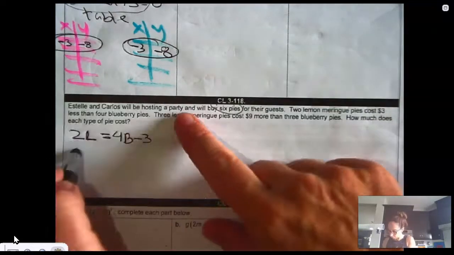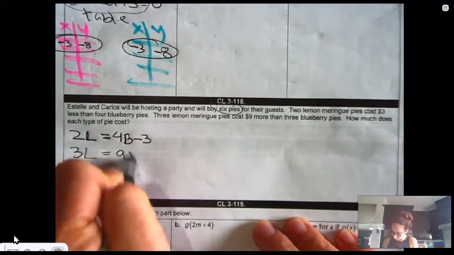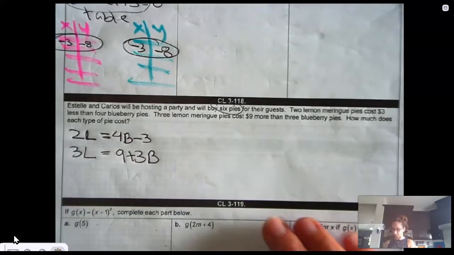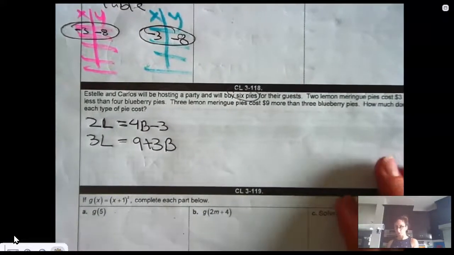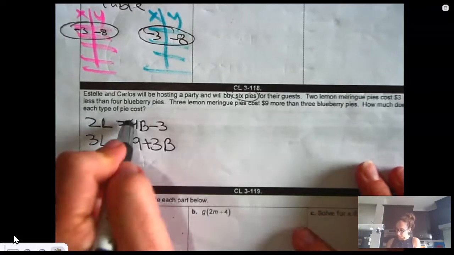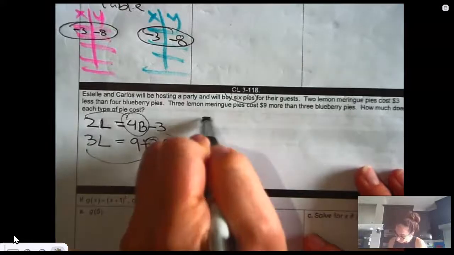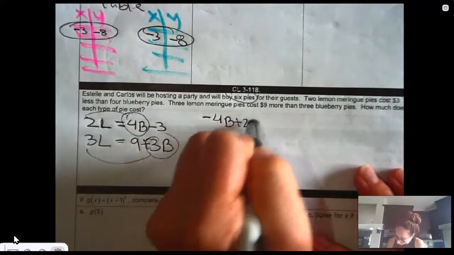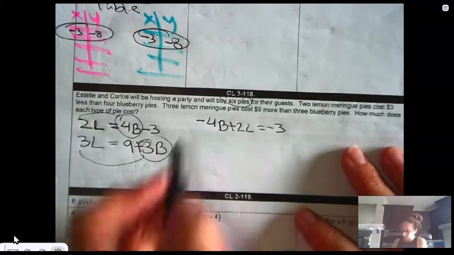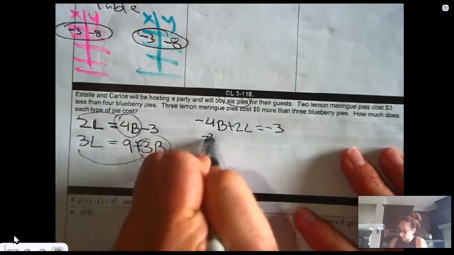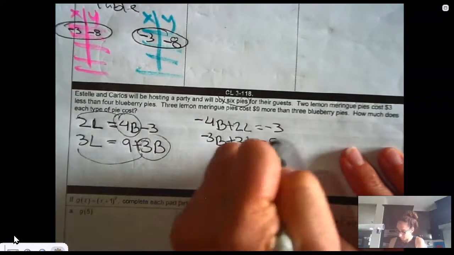3 lemon meringues cost 9 more than 3 blueberries. And now we can solve. So I don't know about you, but this looks a little bit disorganized to me. I'm going to put the b and the l on the same side. So I'm going to go negative 4b plus 2l. And this isn't necessarily the best way to do it. This is just where my brain went. And then negative 3b plus 3l equals 9.